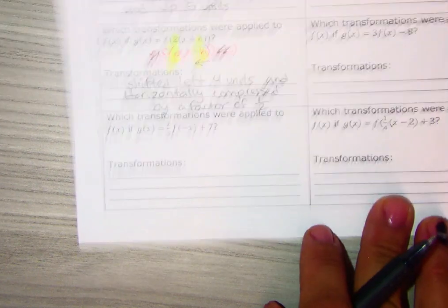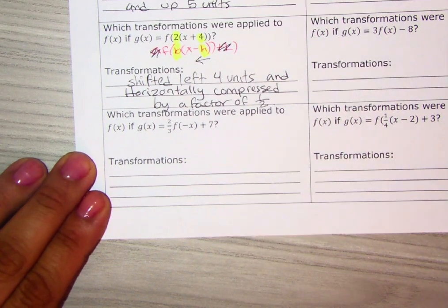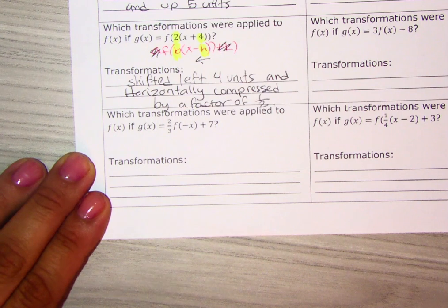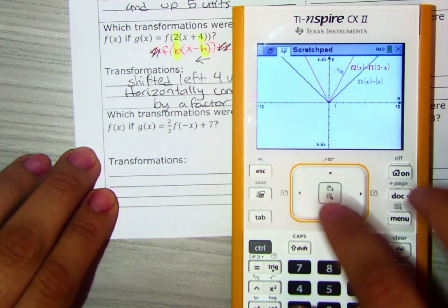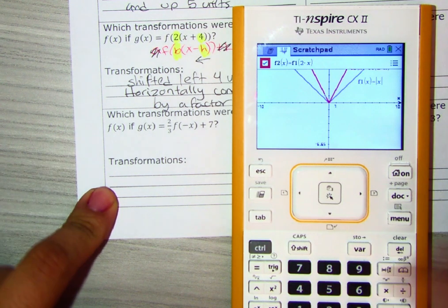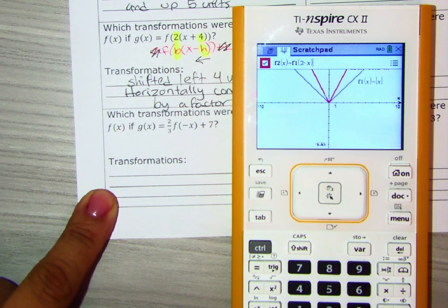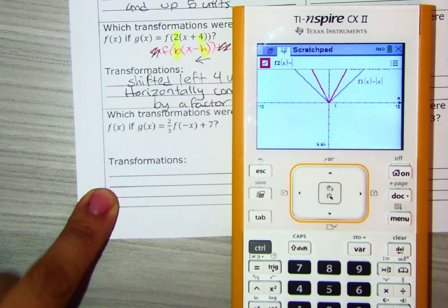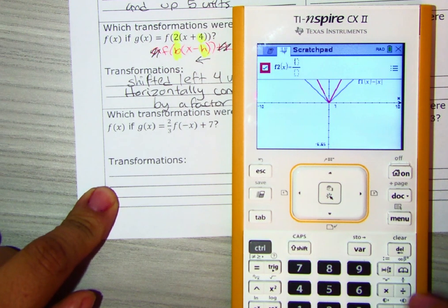All right, the last problem here is g of x equals 2/3 f of negative x plus 7. So I'm going to grab the calculator and edit. And again, if you don't have a calculator at home, you can always use Desmos online, the Desmos graphing calculator. And then here I'm going to type 2/3 f1 of negative x plus 7.